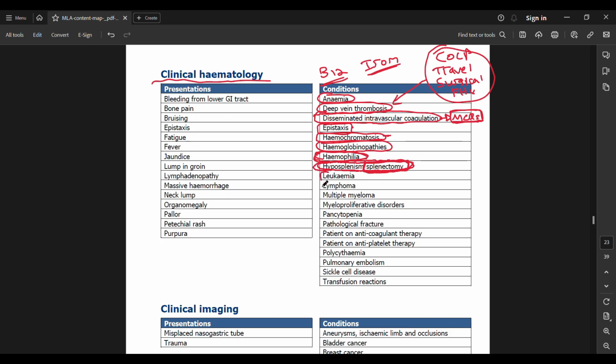Next, you have leukemia. Leukemia has shown up, again, in multiple choice questions and OSCE stations. Leukemia does show up. Make sure you know how to interpret the labs and how to explain what this is to the patient.